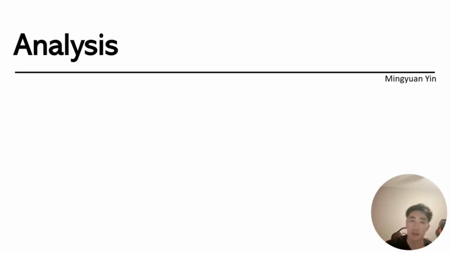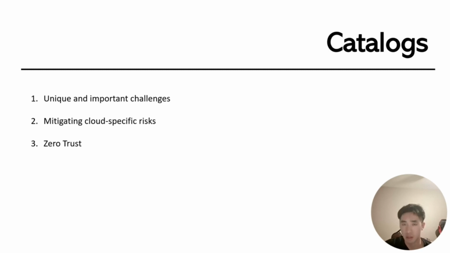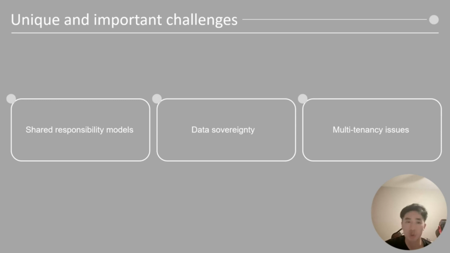Hello everybody, this is the analysis part of this research paper. I'm Mingyuan, and I will explain this analysis part in 3 areas. The first one is unique and important challenges in cloud computing. The second one is mitigating cloud-specific risks. The last one is zero trust. So let's get into the first part, the unique and important challenges.